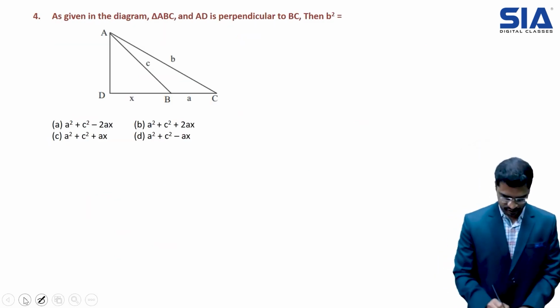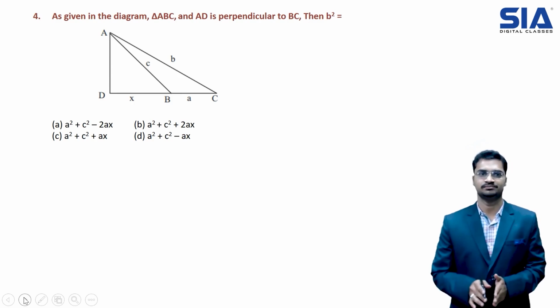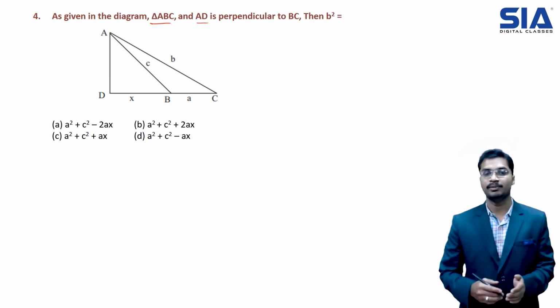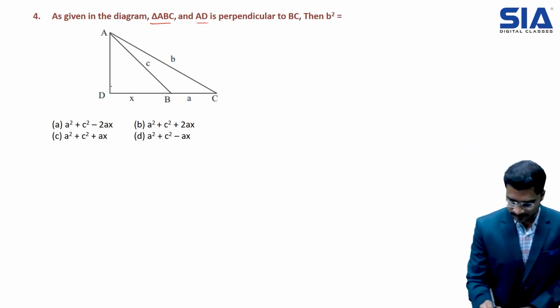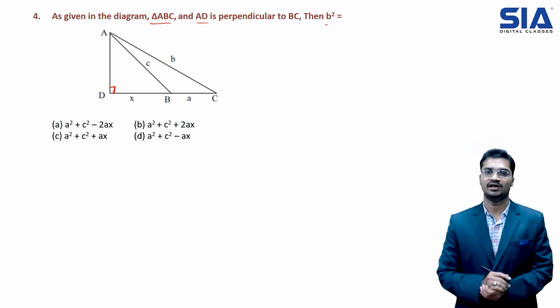Now coming to the next question, as given in the diagram, triangle ABC, and AD is perpendicular to BC. Given that AD is perpendicular to BC, what we have to find is the length of BC square.